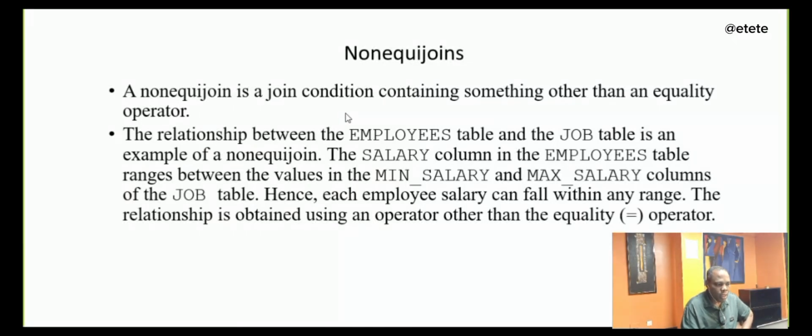Non-equijoins. A non-equijoin is a join condition containing something other than an equality operator. The relationship between the employees table and the job table is an example of a non-equijoin. The salary column in the employees table ranges between the values in the minimum salary and maximum salary columns of the job table. Hence, each employee's salary can fall within any range. The relationship is obtained using an operator other than an equality operator, and so the operator we will probably use in this one is BETWEEN.